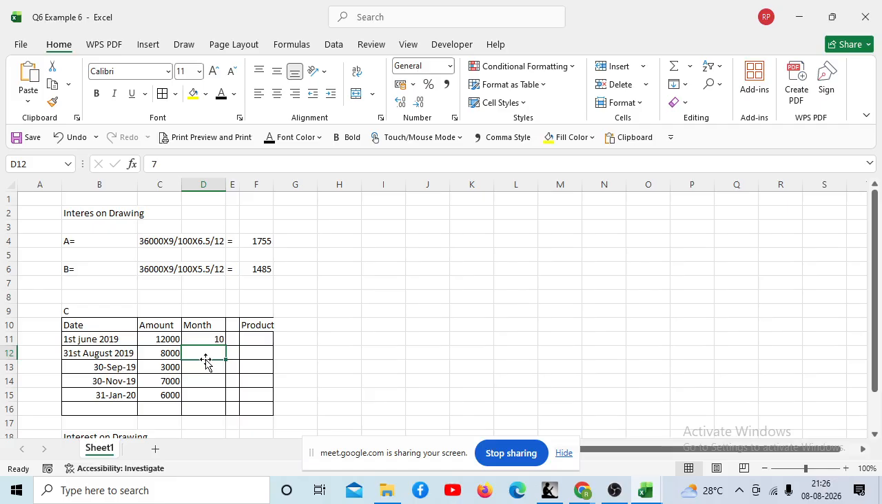Now here it is 31st August. Since it is 31st August, the month of August will not be counted. We will be counting from September. So September, October, November, December, January, February, March, 7 months. So here it will be 7 months. Now here also, since it is 30 September, the month of September will not be counted. We will count it from October. October, November, December, January, February, March. It comes to 6 months.